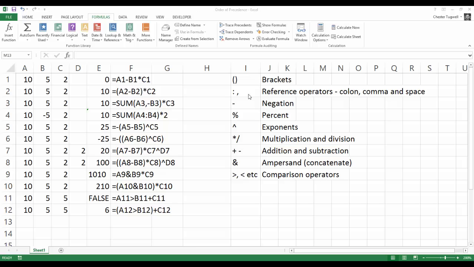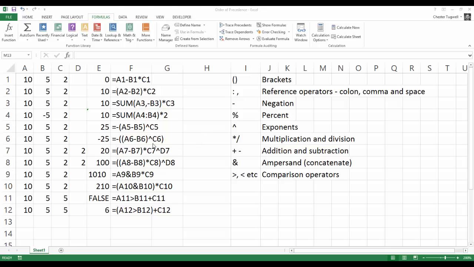operator. Next, it calculates negation, then percent, then exponents, then multiplication and division, then addition and subtraction, then ampersand, concatenation, and then comparison operators such as greater than, less than, etc. So what we're going to do in this video is explore different scenarios where we can see that order of precedence taking place within Excel.